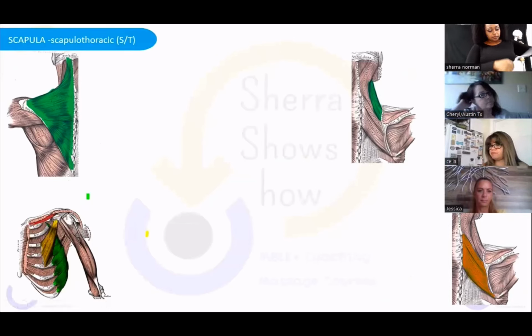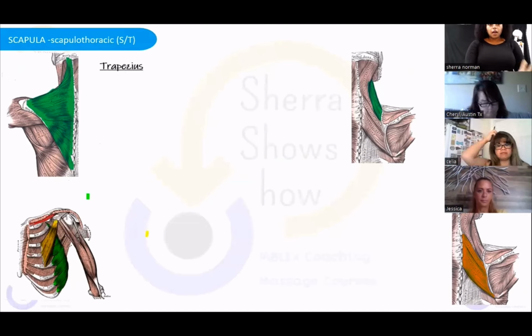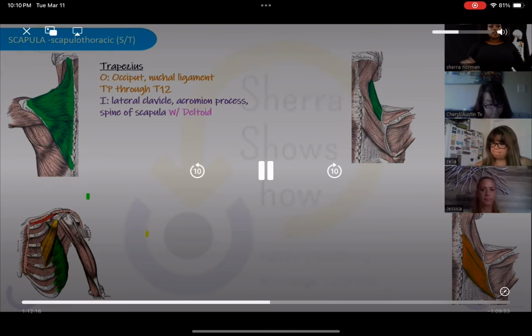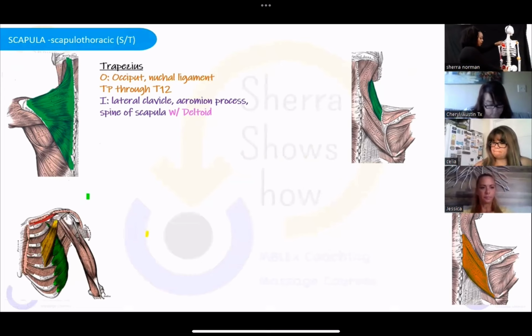These muscles, okay, trapezius. These are the 5 muscles that act on the scapula. Trapezius and levator, of course, are also neck muscles, but they're more scapula. It's easier to remember them with the scapula. So trapezius, of course, originates on the occiput, okay?